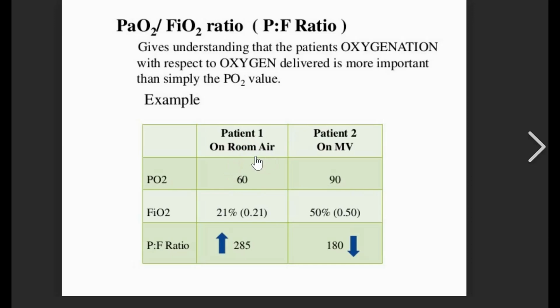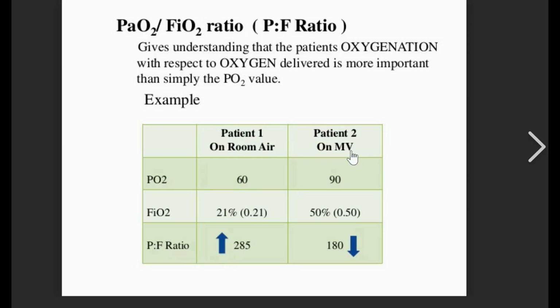The patient is on room air and ABG shows a PaO2 of 60. To calculate the PF ratio, PaO2 is 60 and FiO2... remember, room air has 21% oxygen. So 21% means 21 divided by 100, that is 0.21. So the PF ratio is 60 divided by 0.21. It is 285. So the PF ratio of patient 1 is 285.